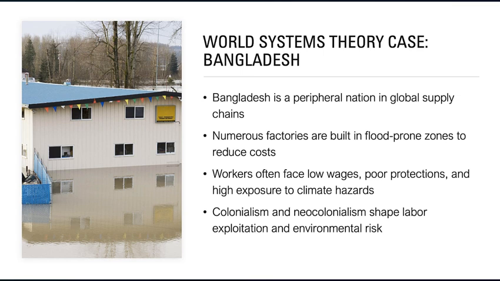World systems theory helps us connect these dots. It shows how global capitalism produces uneven risk and recovery. It reminds us that disasters are not just local, they are global phenomena rooted in historical and economic structures.